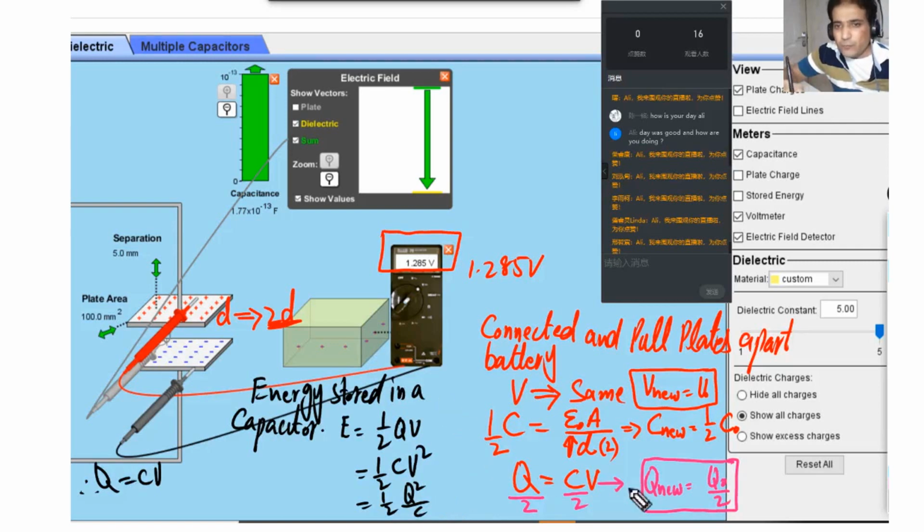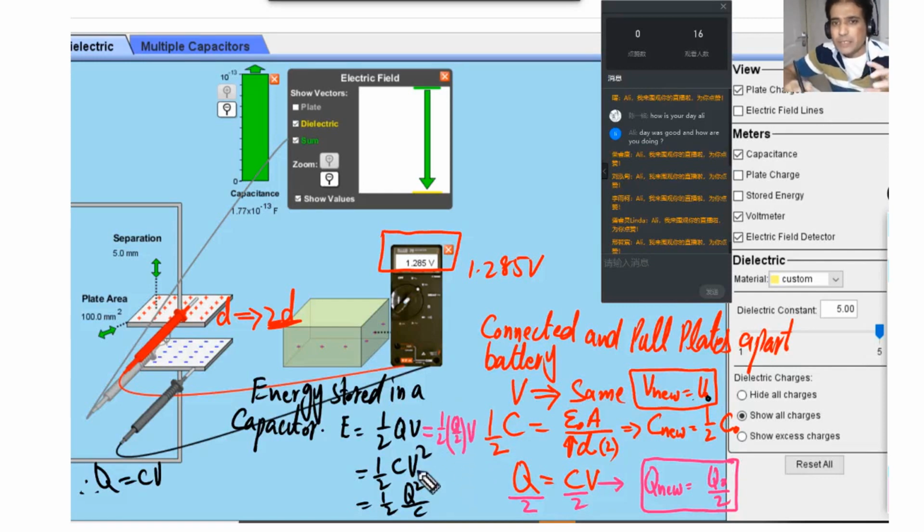Now, if we see here, V is the same, but the charge becomes half. So it means the energy stored on the capacitor will be half. If you keep this connected with the battery and you pull the plates apart, if you double the distance, the energy stored on the capacitor will be half. You can see from this formula that if Q becomes half, the energy stored will be half. So this is Q by 2.